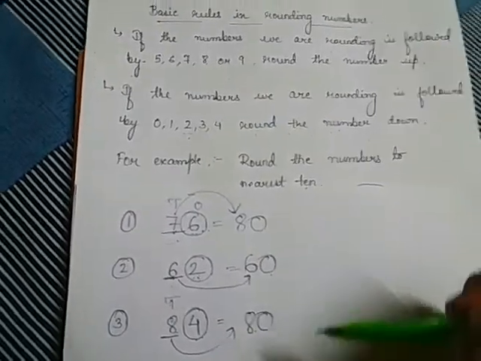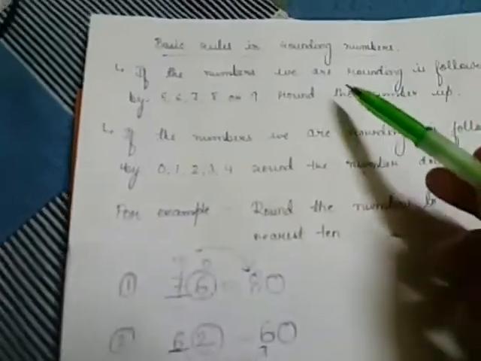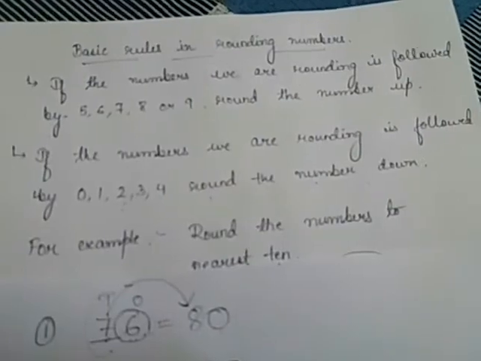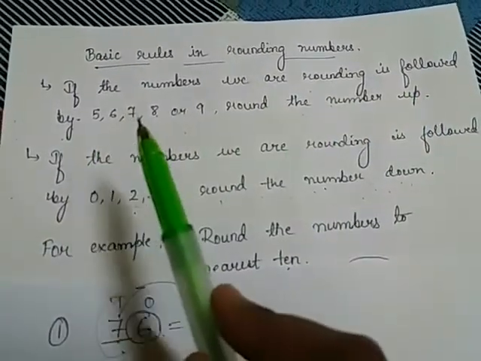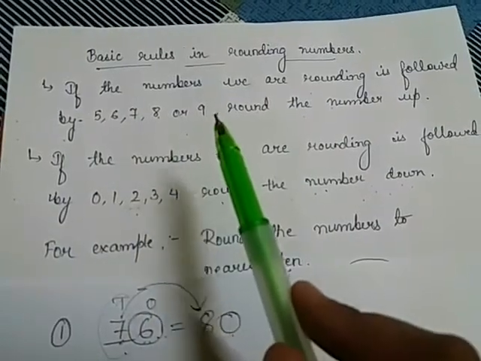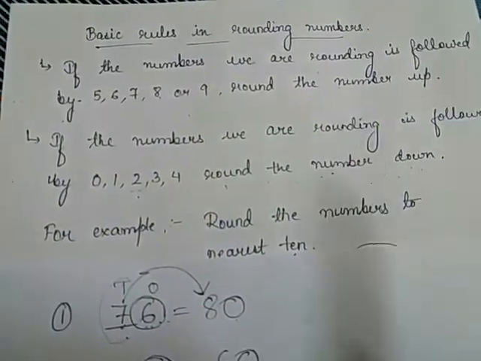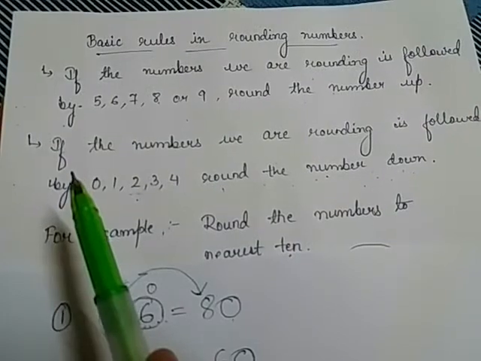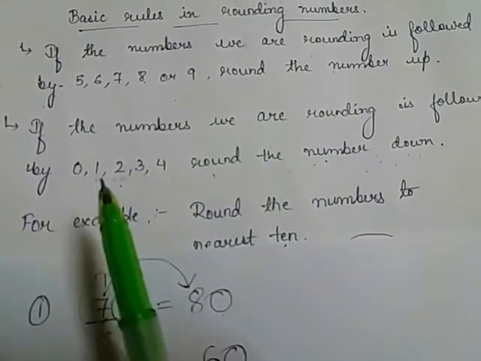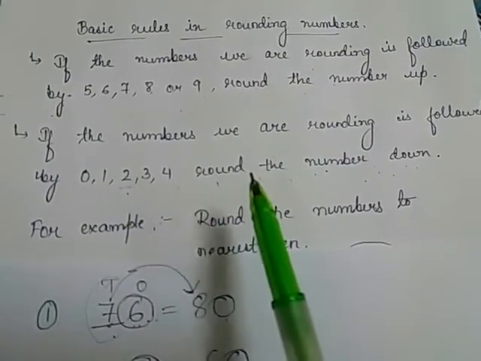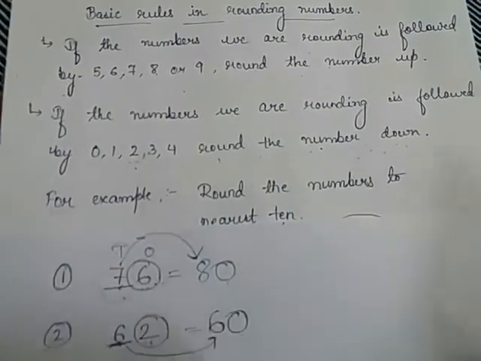So in this we have to just remember these 2 points. The first is, if the digit next to the one we are rounding is 5, 6, 7, 8 or 9, round the number up. And the second rule says, if it is 0, 1, 2, 3, 4, we have to round the number down.